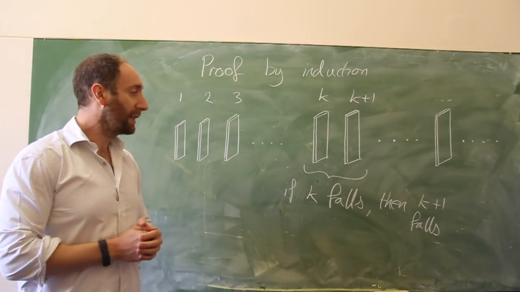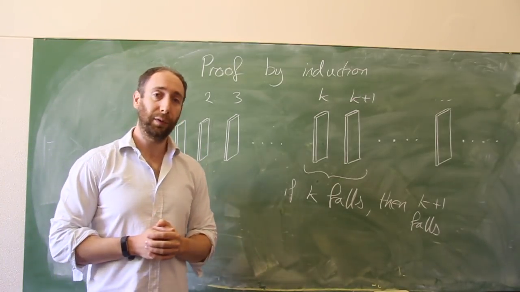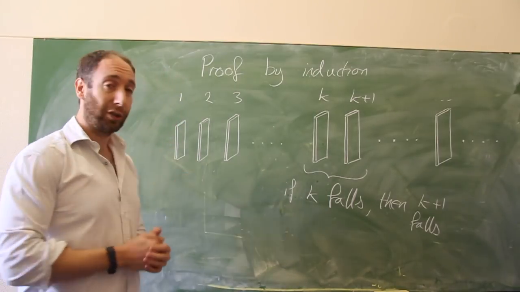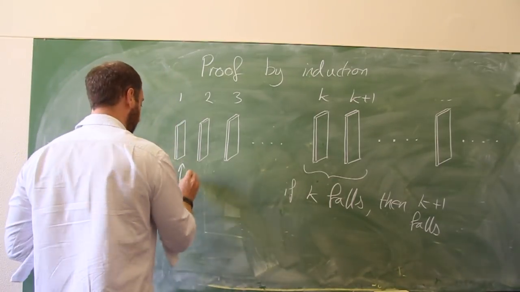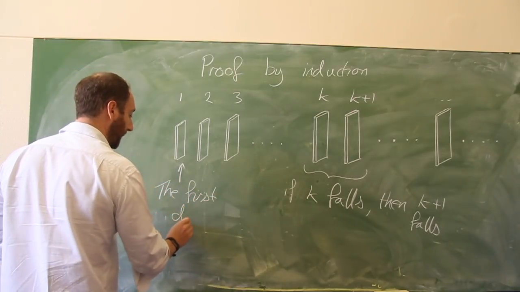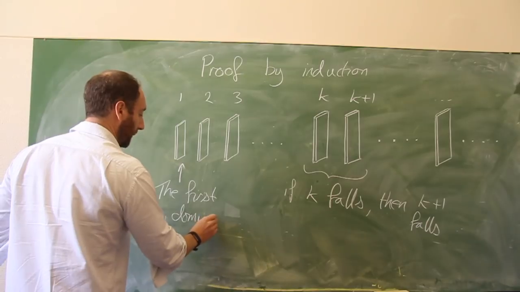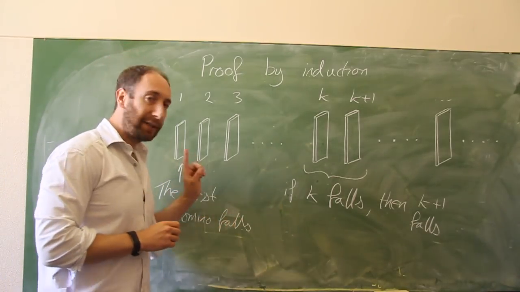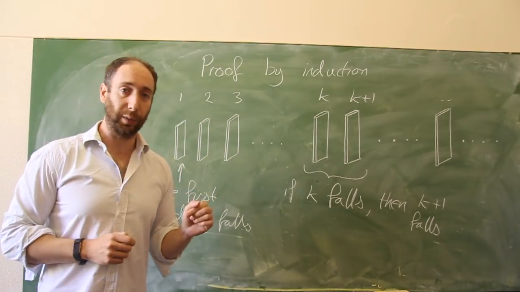Okay. However, is that enough to prove that all the dominoes are going to fall? No, we need one more piece of information. We need to know that the first domino falls. That's enough information to prove that all the dominoes will fall.